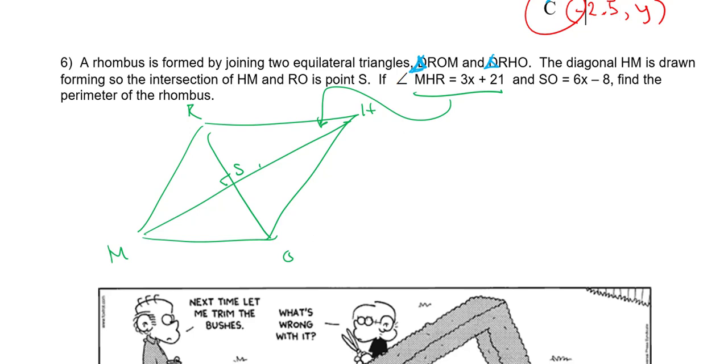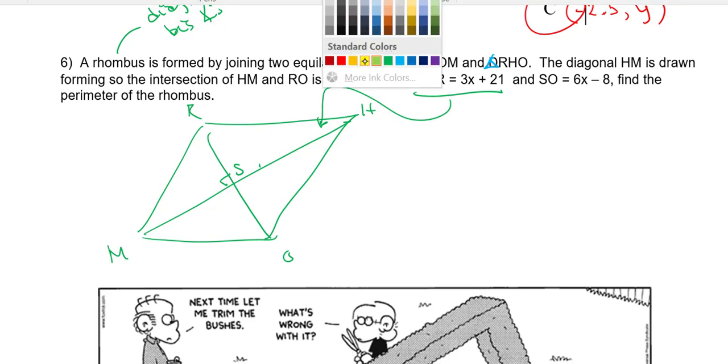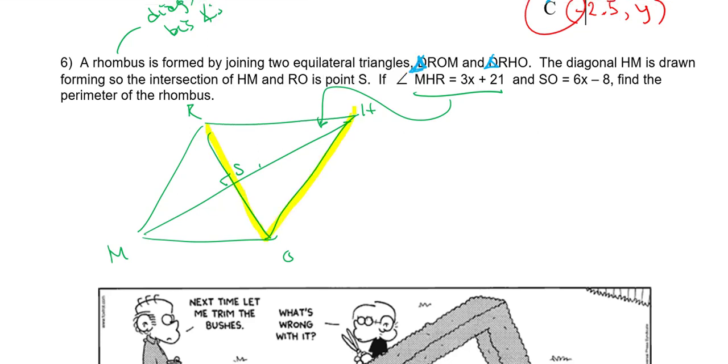We know that one of the properties of a rhombus is that the diagonals bisect the angles. That's one of those properties for a rhombus. And so we know that because this is an equilateral triangle, we know that this must be equal to 30 degrees. So I can set 3x plus 21 equal to 30 and solve for x. X will end up being 3.